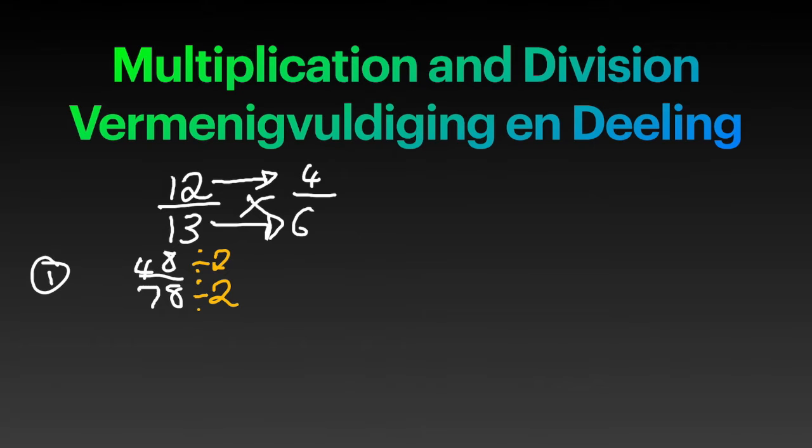What you do to the top, you do to the bottom. 48 divided by 2 is 24. 78 divided by 2 is 39. Okay, I can divide again. Divide by 3, not 2, sorry. 3 goes into 24 8 times. 3 goes into 39 13 times. This is then my simplified answer.